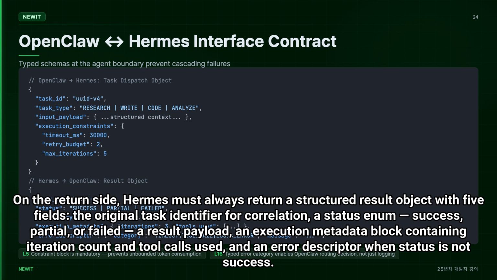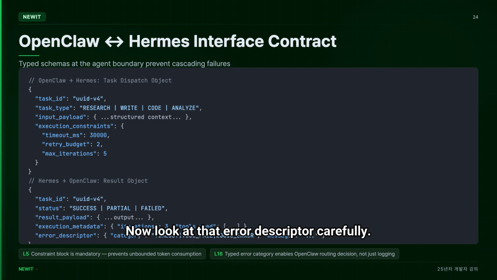On the return side, Hermes must always return a structured result object with 5 fields: the original task identifier for correlation, a status enum: success, partial or failed, a result payload, an execution metadata block containing iteration count and tool calls used, and an error descriptor when status is not success.